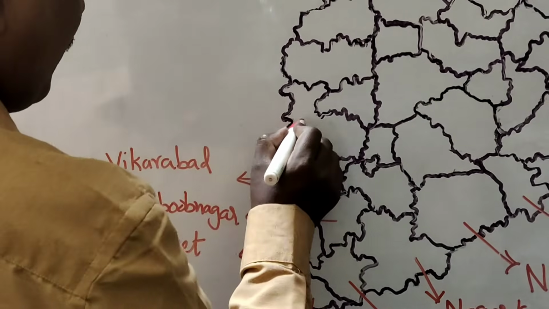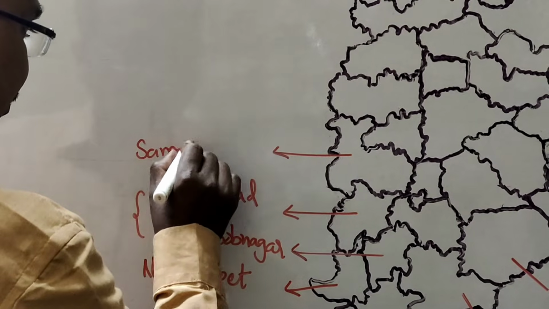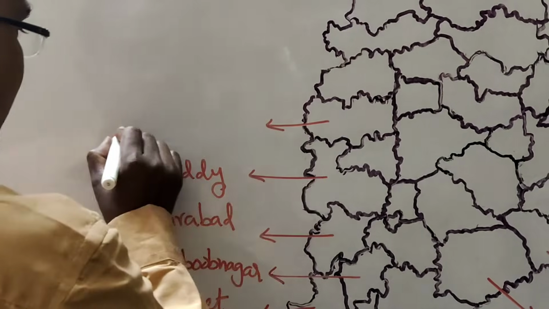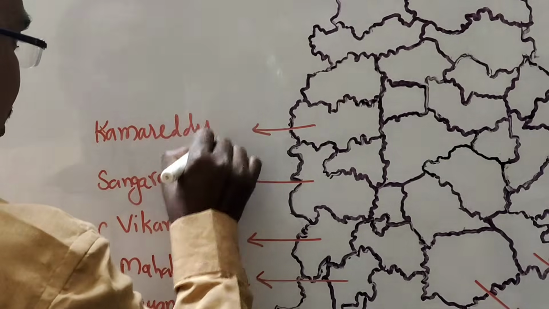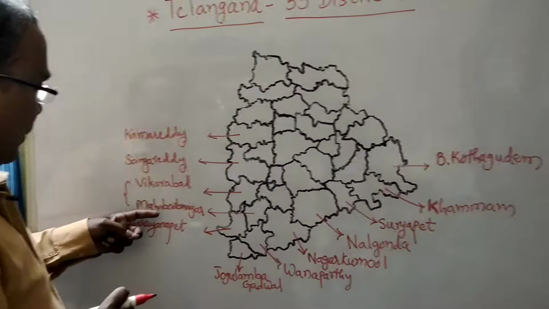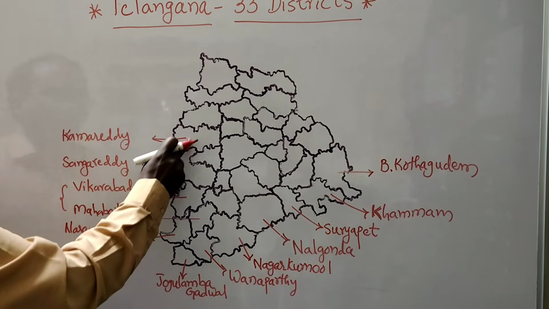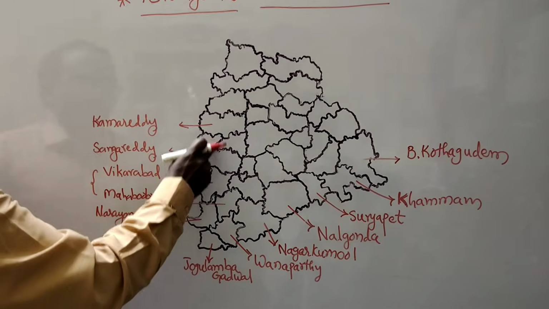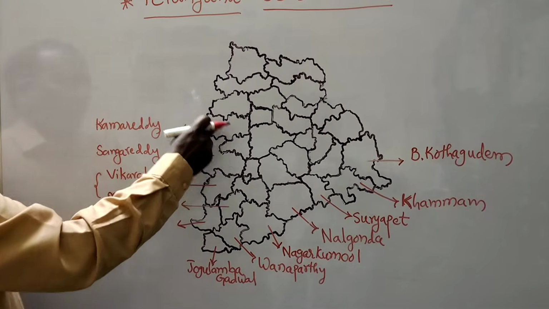The upper two are Sangareddy and this one is Kamareddy. These two are a pair, Sangareddy and Kamareddy. Now, Mahabub Nagar, Vikarabad, Sangareddy, Kamareddy.